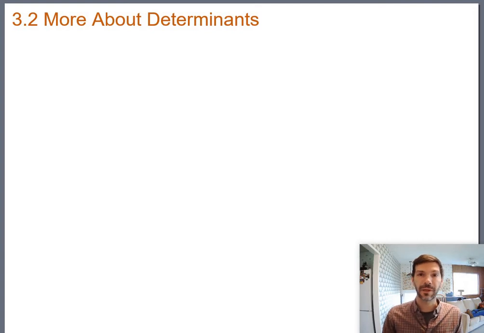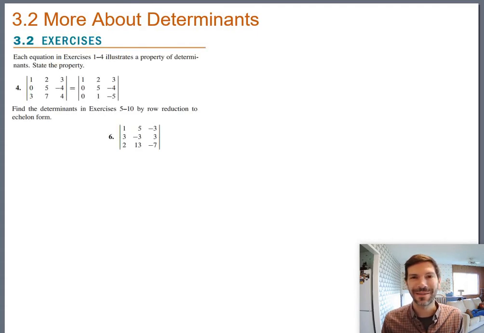Now that we know something about how determinants work in the context of row reduction, let's see how this works out in practice with a few homework problems. As usual, I'll do some even ones and you can do the odd ones. So these are 3.2 exercises, and they start off just by saying what property is being shown here.